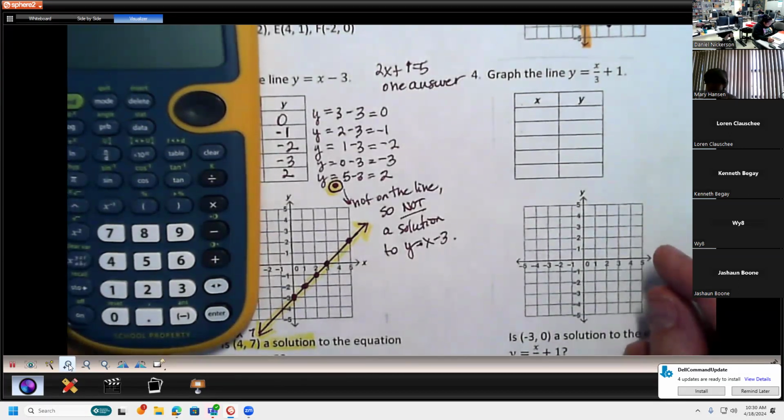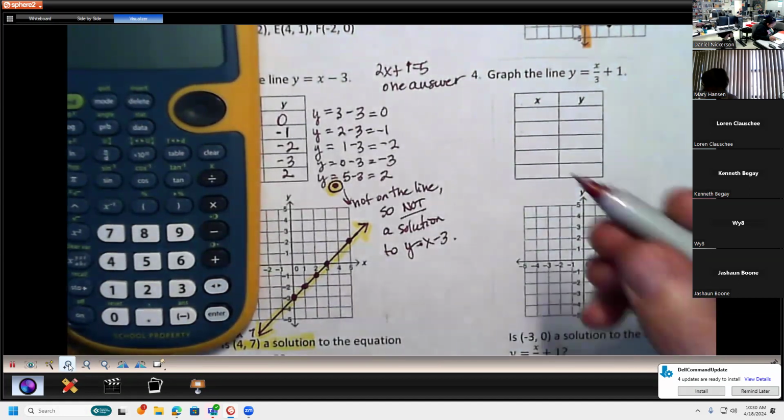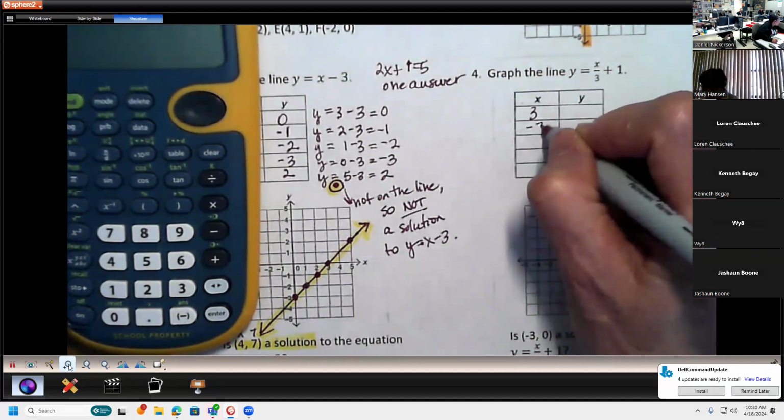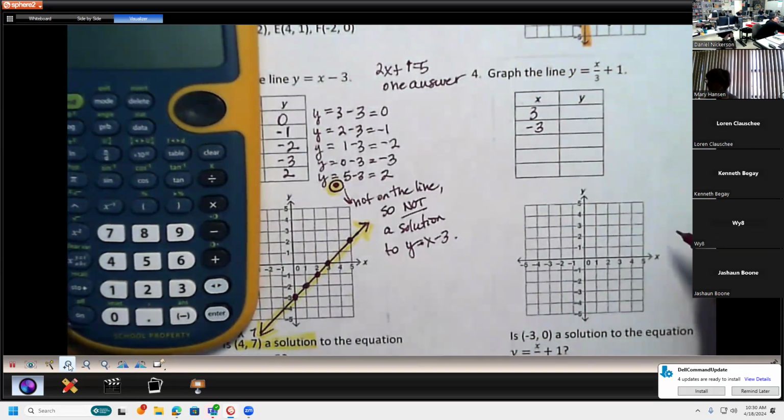Or sorry, I missed that, Ryan. Even. Even no, if I pick 2, 2 divided by 3 leaves me a fraction. I don't want a fraction. I want to divide it evenly. Adrian, 3 would be a good one because 3 is divisible by 3. Okay, 9's going to put us off the graph. So 9 would work, but it's going to be hard to graph 9. -3. -3 would be a good one because it's evenly divisible by 3.